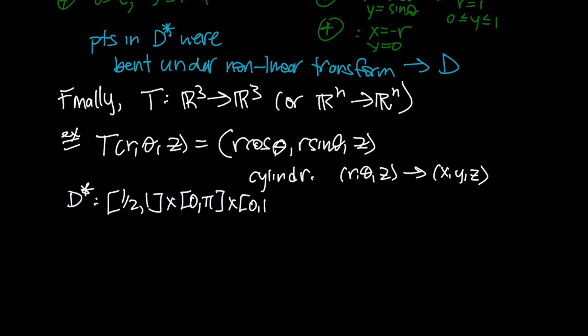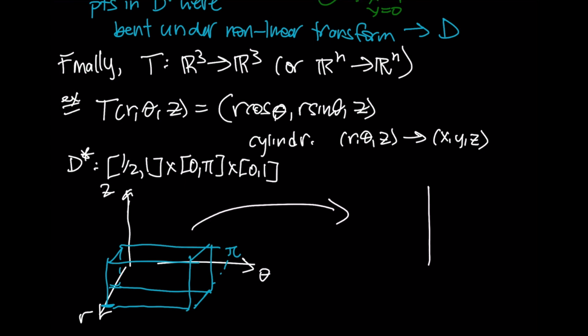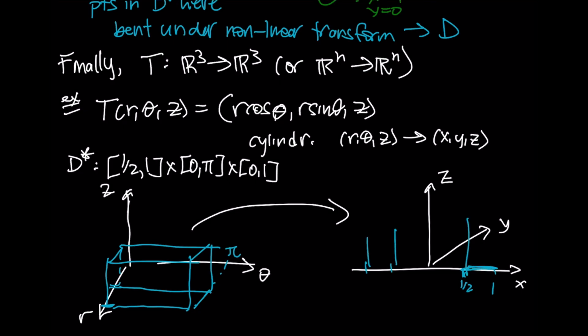So we are basically taking a box that looks like this, our r, theta and z. We go from 1/2 to 1, up to pi. We'd have some box, and then we would extend it up into that z direction. So there is our box D star. You can show that under this transformation, we would end up getting something very similar to what we saw in the polar example. We'd have a 1/2 to 1. All we would do would be to extend this vertically. And so the box is bent into this horseshoe shape.